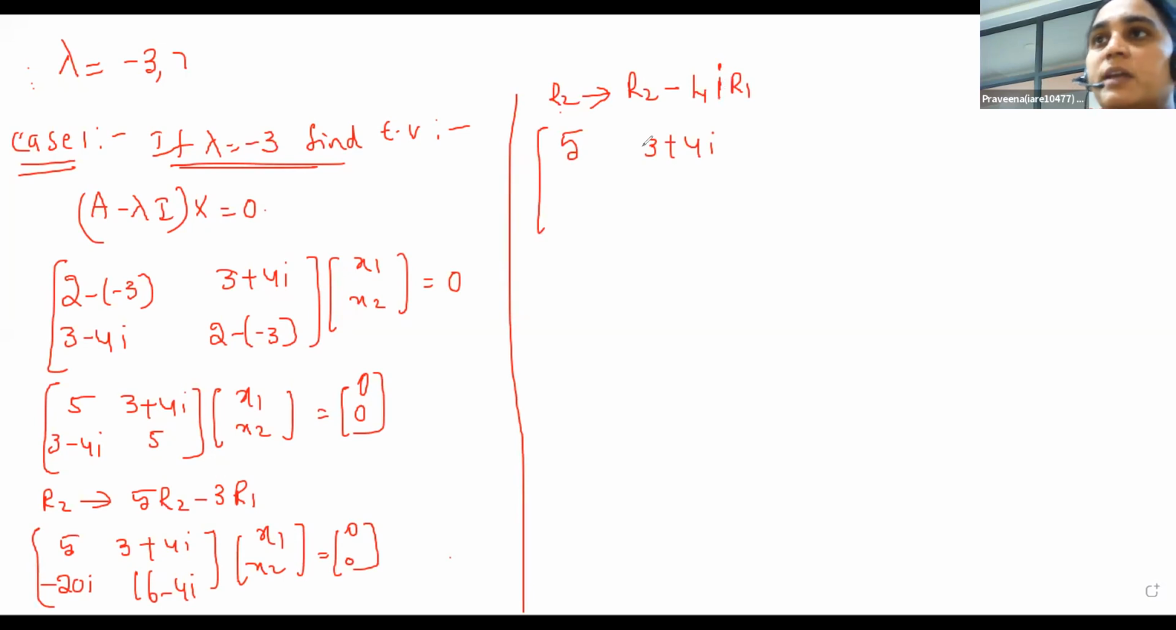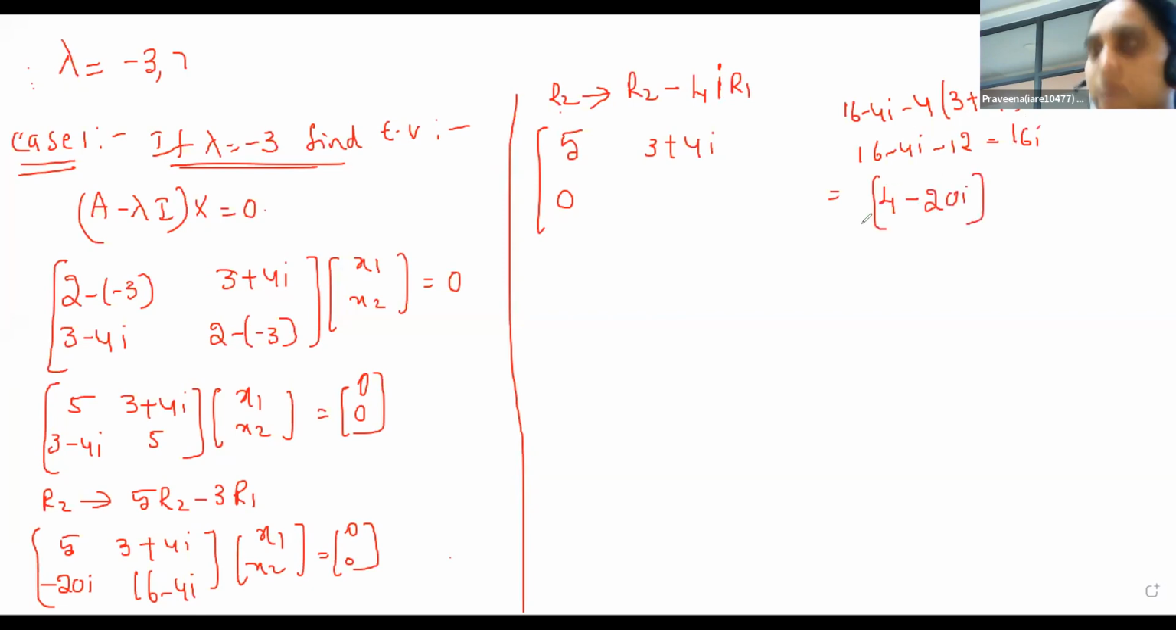R2 means minus 20i minus 4 into 5i, that is 20i, so it becomes 0. And the second element: 16 minus 4i minus 4 into 3 plus 4i, that is 16 minus 4i minus 12 minus 4 into 4i. 16 minus 12 is how much? 4 minus 20i. It is not cancelling?